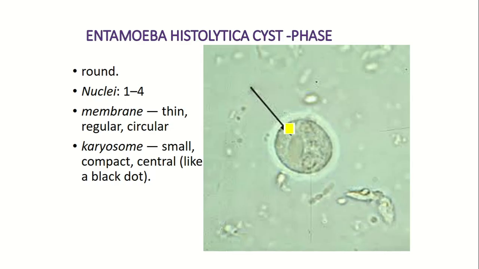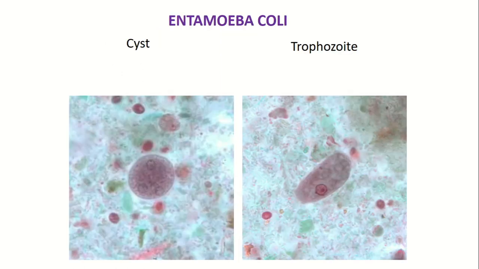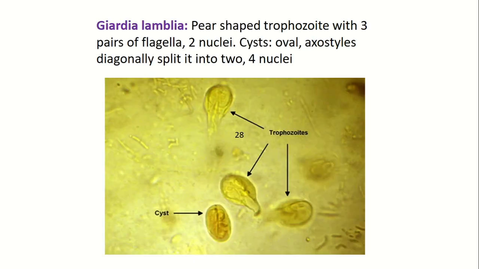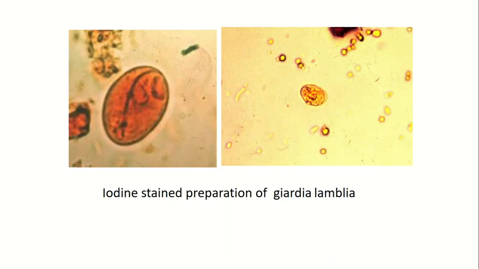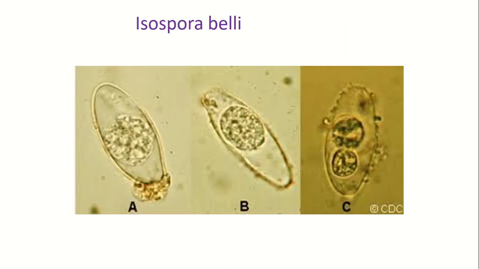Now this is the cyst form of Entamoeba histolytica. So we are going to see some of the cysts, trophozoites and ova of protozoal parasites as well as helminthic parasites. Now these are the cyst and trophozoite of Entamoeba coli. These are the pear-shaped, flagellated trophozoites of Giardia lamblia, which is responsible for giardiasis. Now this is the iodine preparation of Giardia lamblia, a typical cyst structure of Giardia.